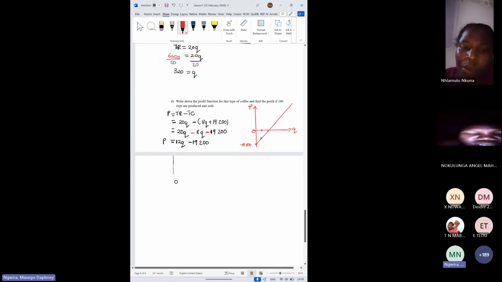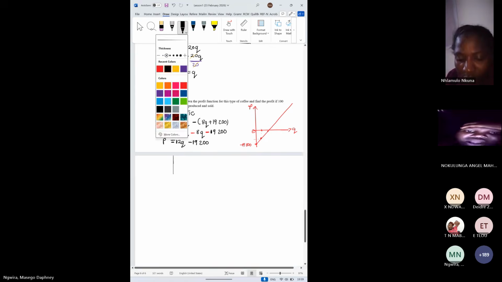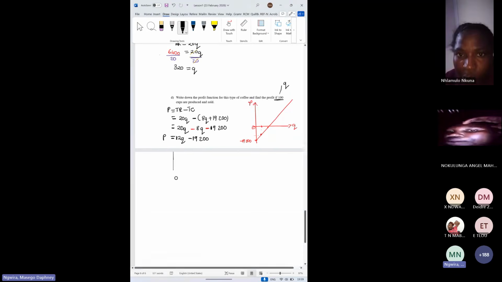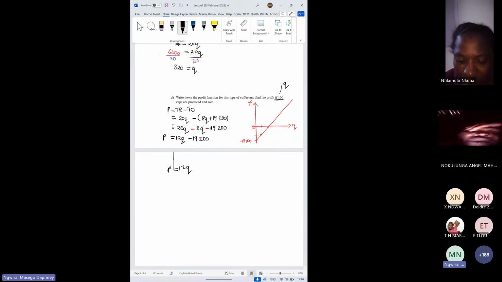So the second question said I must find the profit if 100 cups. So the 100 cups is your Q. So it means that now I'm going to use this function. So this question has two questions. So my P is going to be equal to 12Q minus 19,200. So wherever I see Q, I'm going to put 100.